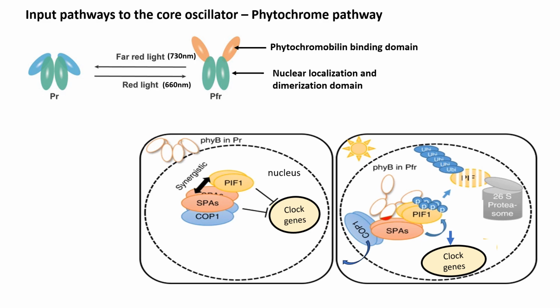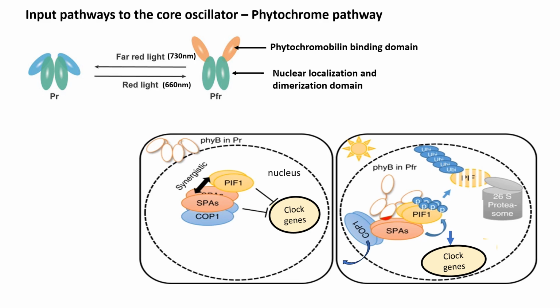The active PFR form undergoes autophosphorylation due to the kinase activity present in the molecule and migrates to the nucleus from the cytoplasm. In the nucleus, phytochromes aggregate to form subnuclear photobodies where phytochromes and downstream signaling components are co-localized.